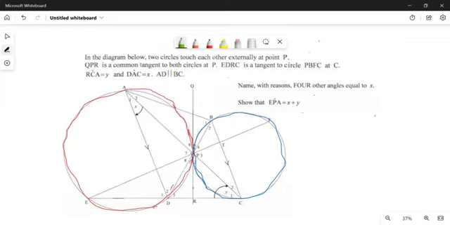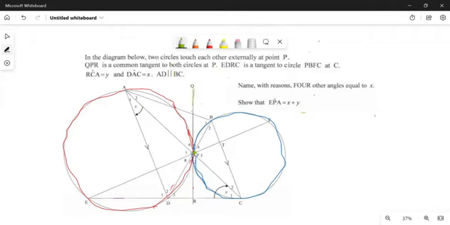So if we check here, they're saying these two circles touch each other at P. So they touch each other here at P. Here's the point of contact between the two circles. And then they say QPR is a common tangent. So this is a tangent for both circles. It's a tangent for the blue circle and the red circle.